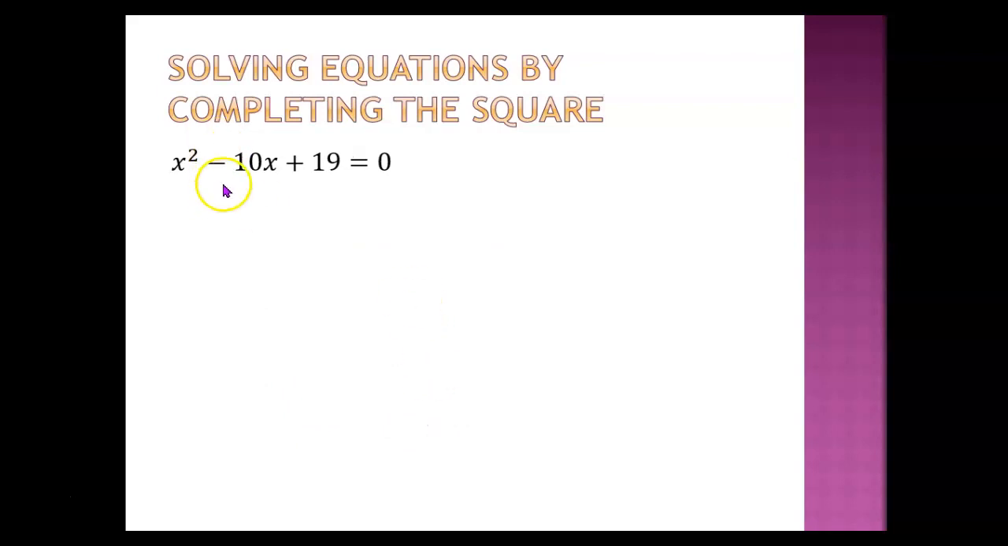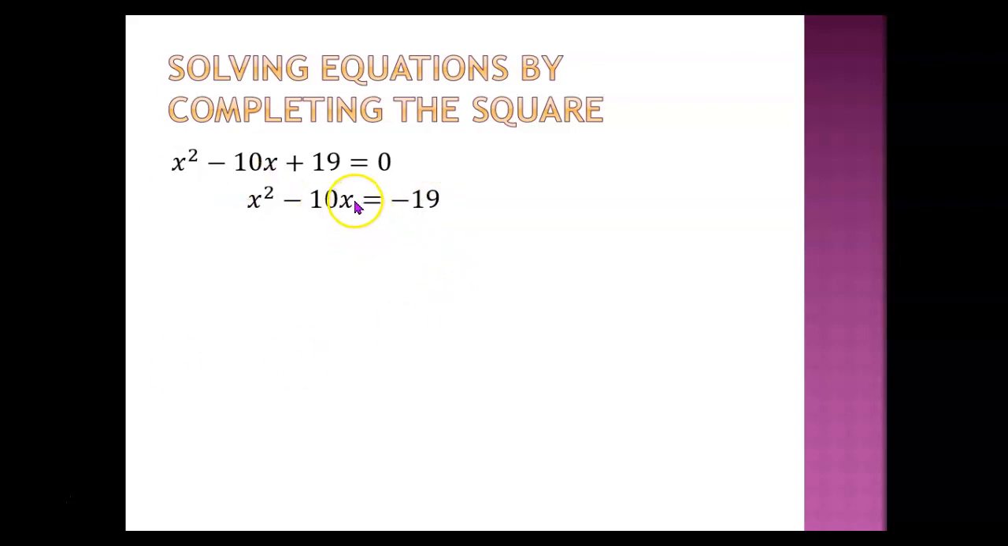Now here's one that can't be done by factoring. If you try to factor x squared minus 10x plus 19, you'll find that that's not factorable. But we can still solve it by completing the square. So leave the two terms that involve x where they are, but get the constant term on the other side. So subtract 19 on both sides so that we have x squared minus 10x equals negative 19.